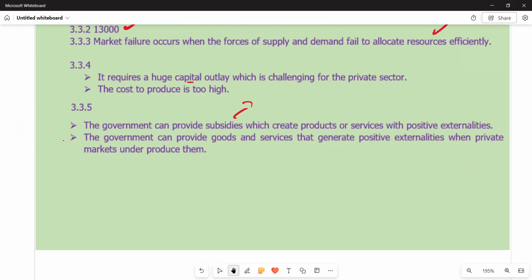Then the second point says the government can provide goods and services that generate positive externalities when private markets underproduce. So the last point emphasizes the provision of goods and services that are going to generate positive externalities. So this is what we have, guys, according to this video.